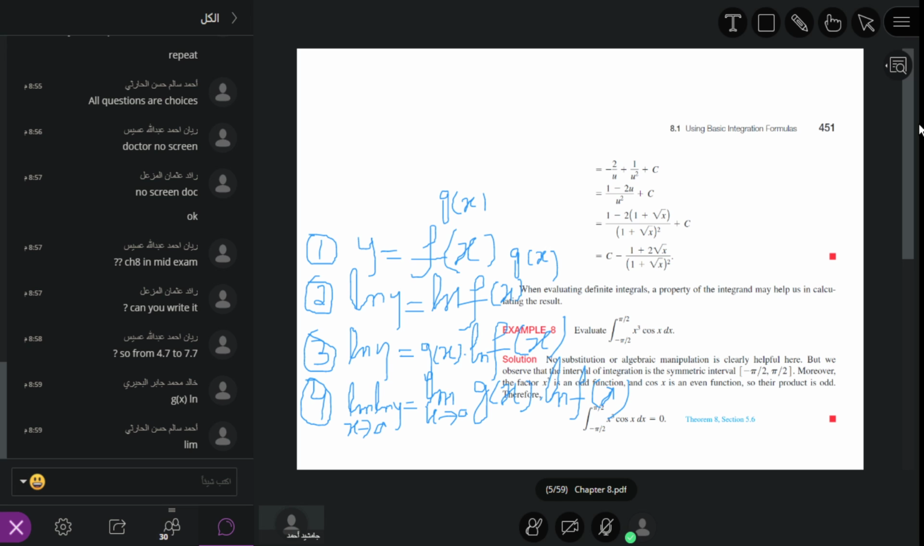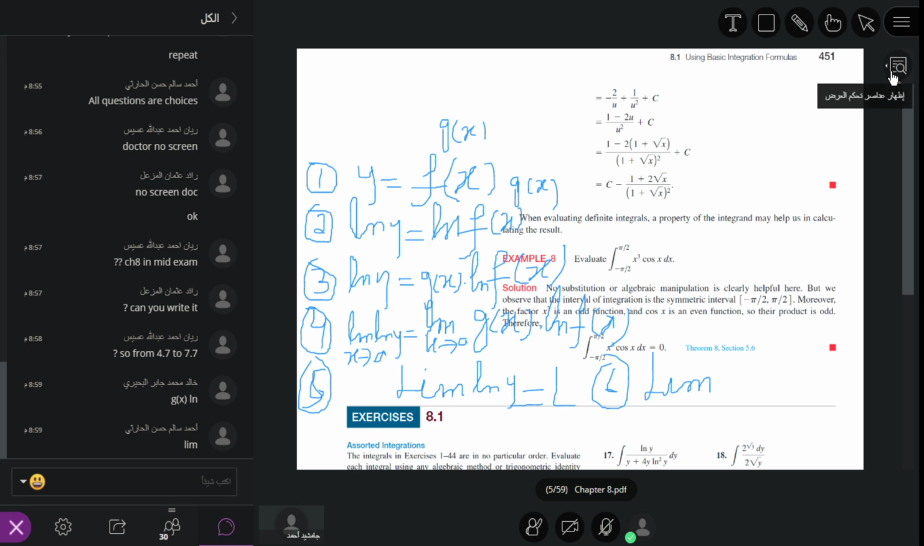What is the fifth step? We find out the limit. Suppose limit of ln of y. Here from the 4th step to the 5th step, we have to use the L'Hopital rule. Suppose it is equal to L. Sixth step: the limit of f of x power g of x is equal to e power L.